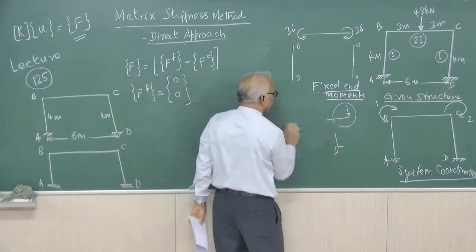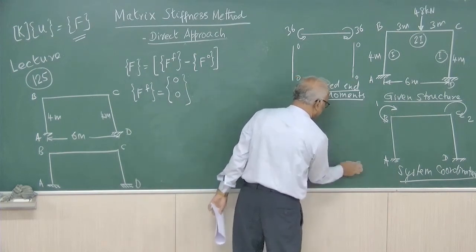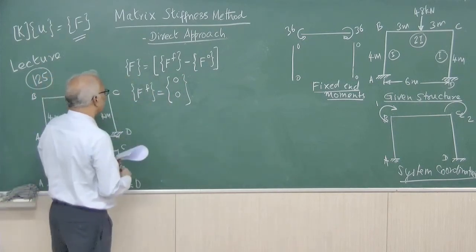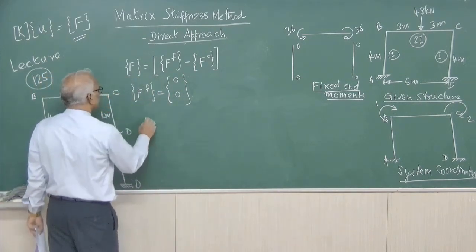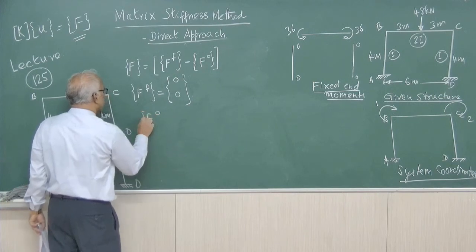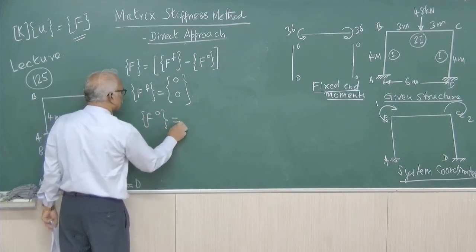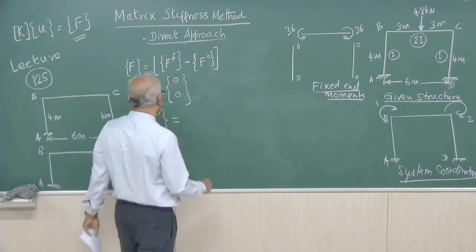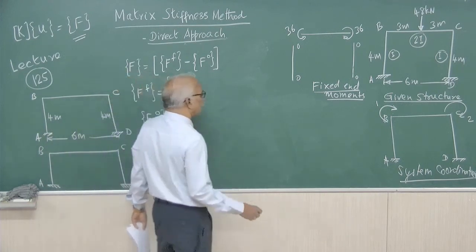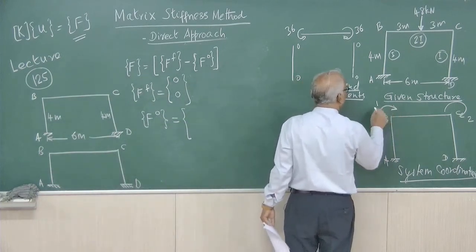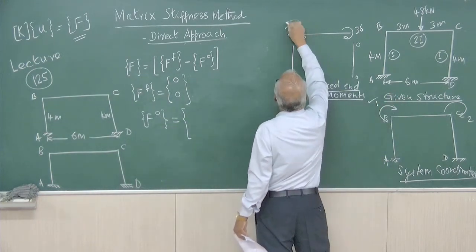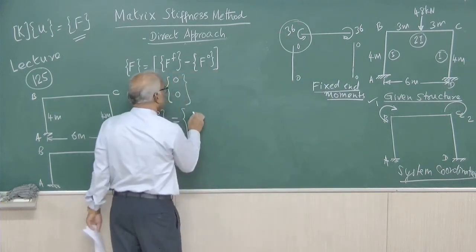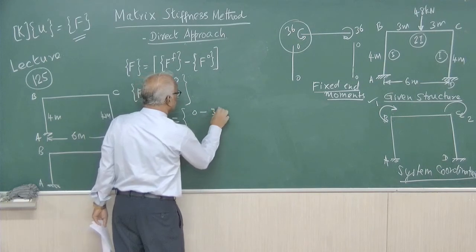Because for everything we need not do a separate problem, we can always understand. Right. F of F is equal to 0. Then F naught is the fixed coordinate force resulting from the fixed end moment. So here in the coordinate 1, along coordinate 1, this is due to the fixed end moment. So along coordinate 1, it is 0 minus 36.